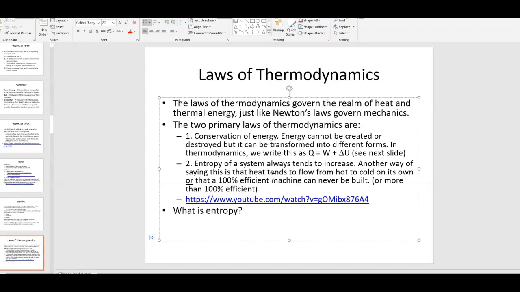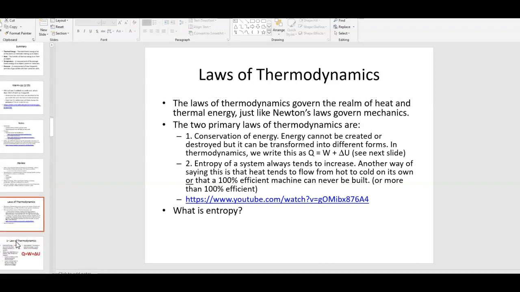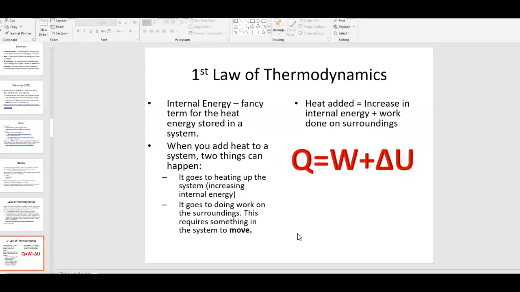And so you might not know what entropy means, you might not know what efficiency means. We'll talk about all those things in time. But these are the two laws. The second one is kind of the more complicated one because there's different ways to get at the same idea. The first one is really straightforward though. Okay, so let's talk about the first law.